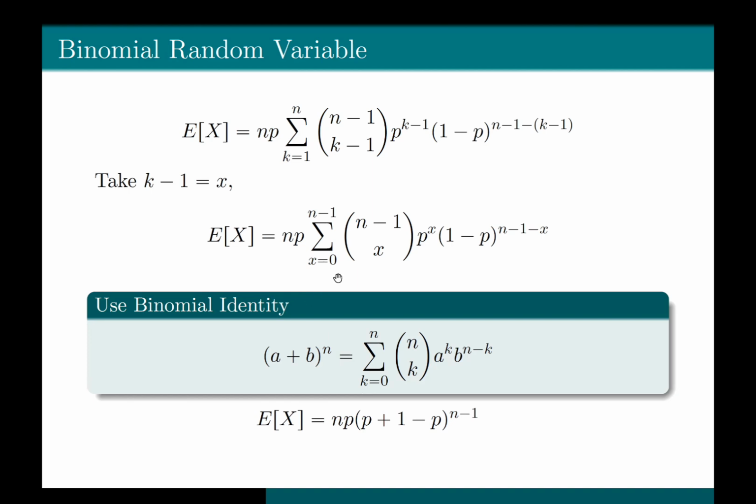Again, why is it n minus 1? Because here we are summing from 0 to n minus 1. Okay, now inside the bracket we have p plus 1 minus p, and p can cancel out, and we will be left with 1 to the power n minus 1, which is just 1, and therefore we have expectation of X equals np. So we know that if we have n number of Bernoulli trials, and p represents the probability of success, then the expectation of a binomial random variable is the number of trials times the probability of getting a success.